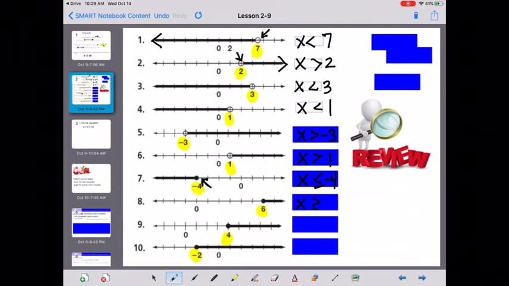Number 8, x is greater than or equal to 6. Number 9, x is greater than or equal to 4. And number 10, x is greater than or equal to -2.